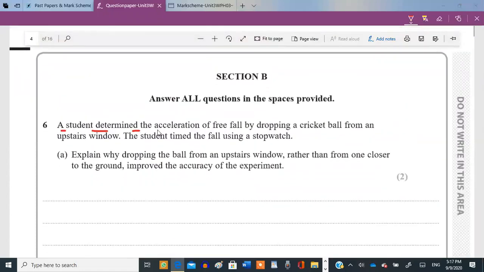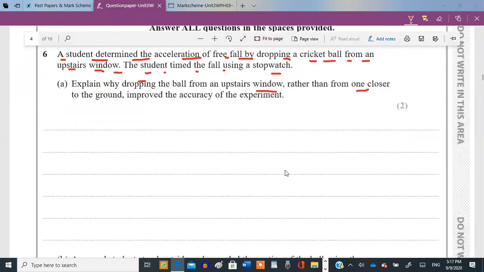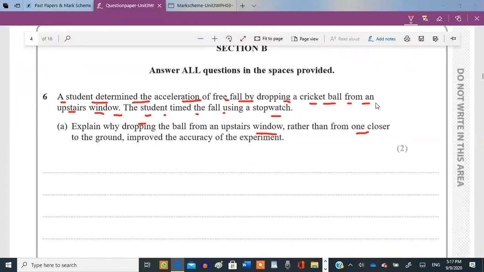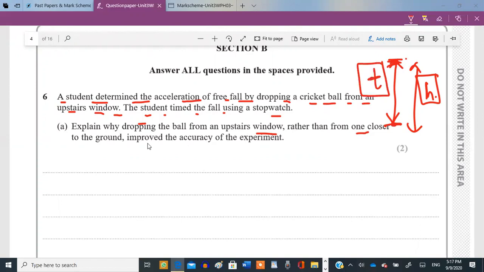Now coming to the theory. A student determines the acceleration of free fall by dropping a cricket ball from an upstairs window. The student timed the fall just using a stopwatch. Explain why dropping the ball from an upstairs window rather than from one closer to the ground improves the accuracy of the experiment. Any idea? Why? Upstairs window means greater height. Okay, right. Greater height means greater time, and greater time can easily be measured. This reduces the percentage error because the greater the value, the lesser the error.